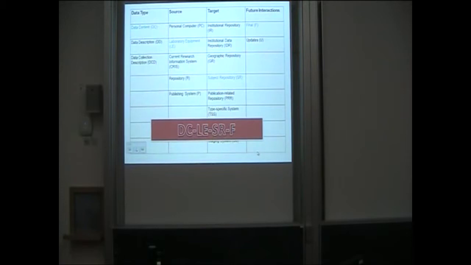So coming back to Dr. Fould's paper and fingerprinting, we thought, well, perhaps one way of doing this is to apply fingerprinting to these, so we can look at our own research data deposit scenarios and actually apply a fingerprinting from that grid. So some examples of that might be if you're depositing data content from laboratory equipment into a subject repository and you're not going to do anything with it, that's the fingerprint.